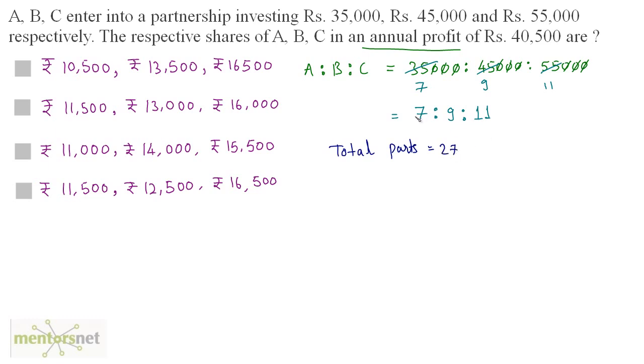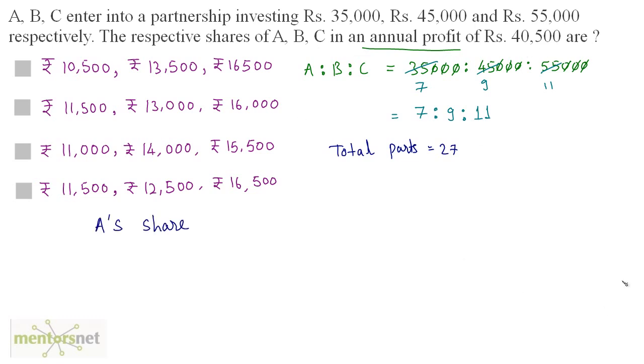Now the total parts in which this money is divided is 7 plus 9 plus 11 and that is 27. So A gets 7 parts out of these 27 parts, B gets 9 parts out of these 27 parts and C gets 11 parts out of 27. I am talking about the profit here, right? Now we can calculate the share of A, B and C in the annual profit, which is 40,500.